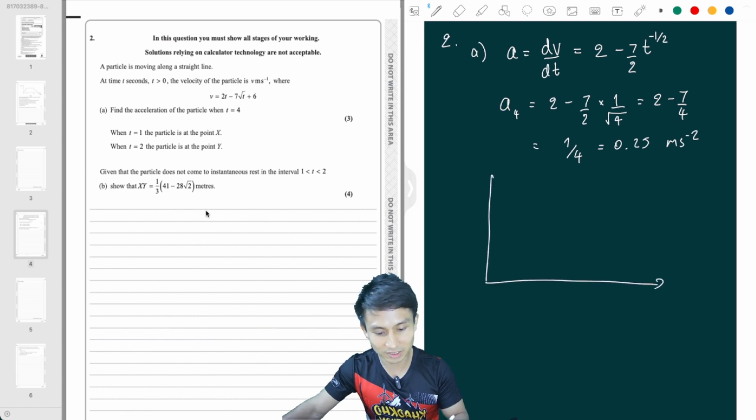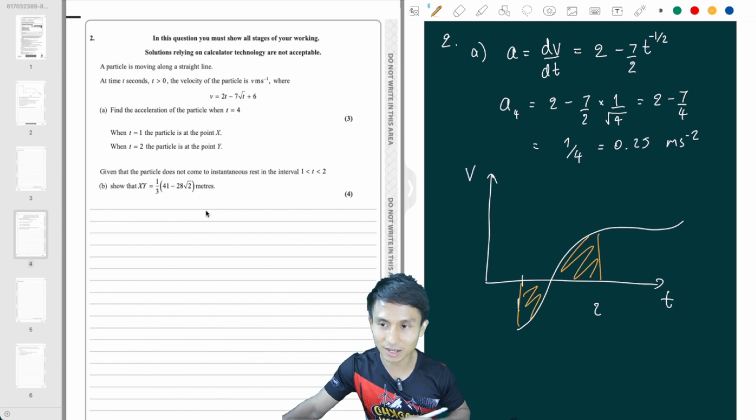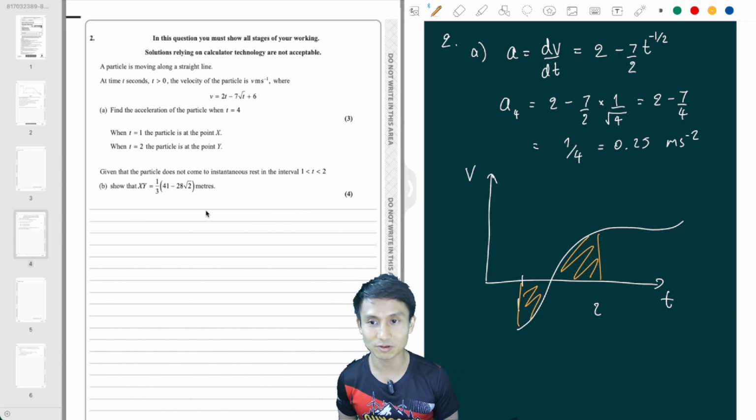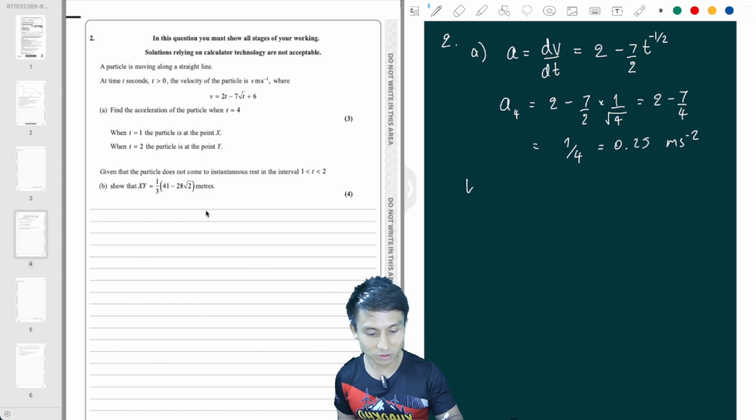So for example, if there were instantaneous rest points between 1 to 2, the graph might look something like that. So you would have a little work here to work out that area there and that area there. Because for example, if we want the distance traveled rather than displacement, then you would have to add them up. Or if you want the displacement, then these two areas will cancel out. They will have to subtract each other, rather than adding up. So we're not having that in this one. So we are fine. So we are just integrating.